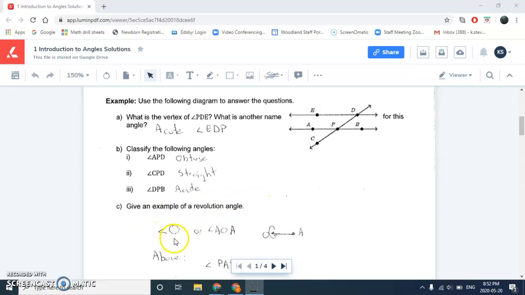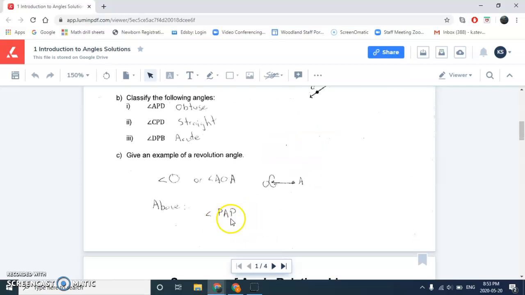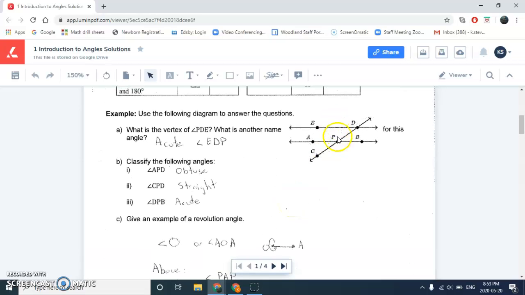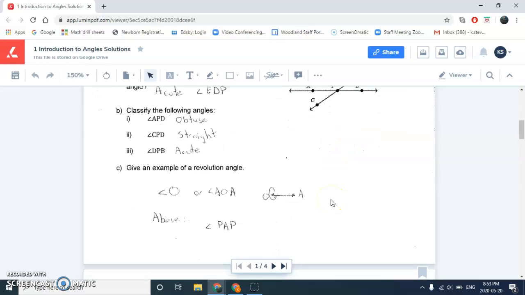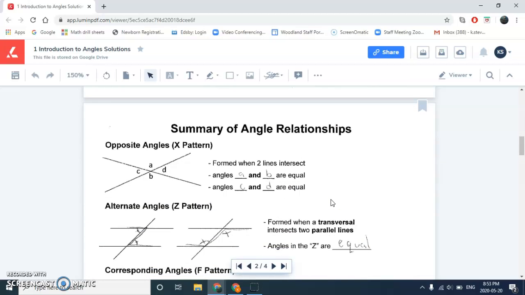So we have angle 0, right? So it's 360 degrees, so it would be coming back to itself. So we could write it as A0A, so that would just be like A, then nothing, then A. So just to spin around on that point. Or we could also write it as PAP. So starting at P, we've gone all the way around and back to P. So that's two different ways that we can do a revolutionary angle.